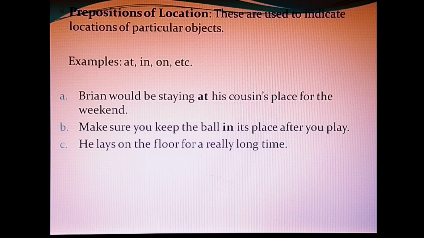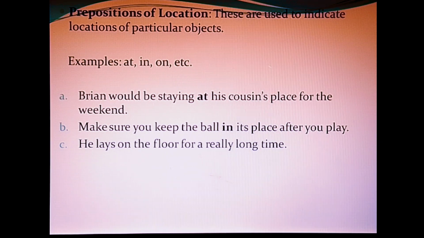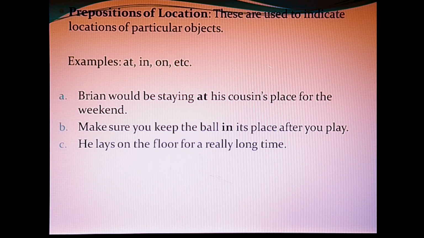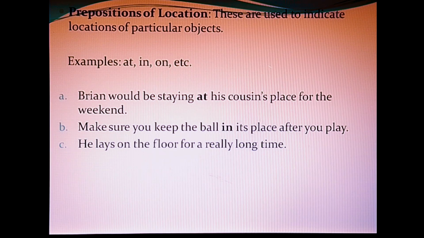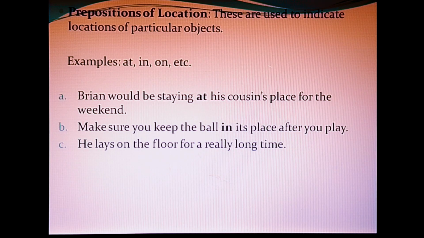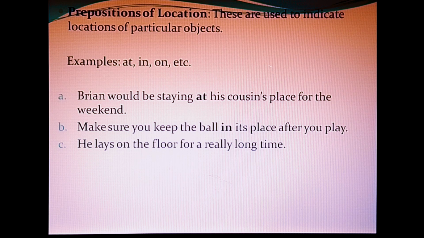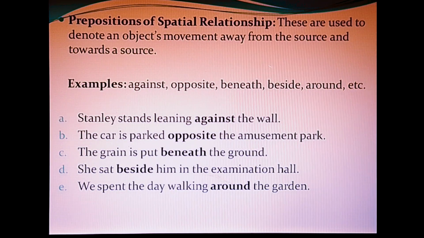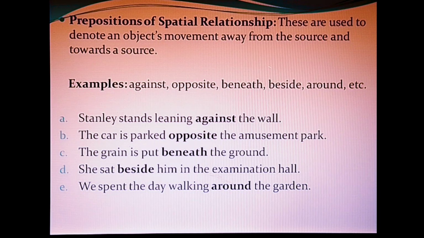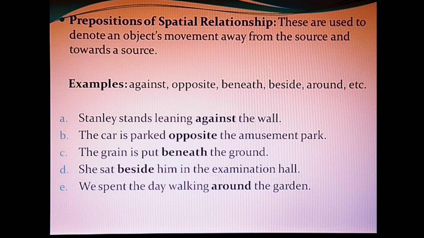Now, if you look at this, like I said before, you can see that some of these words repeat in other types of what? Prepositions. Some appear in two types, some appear in three types. That is how they are. So don't mix them and don't get confused. We go to the last type of prepositions, and that is prepositions of spatial relationship. These are used to denote an object's movement away from the source and towards its source.